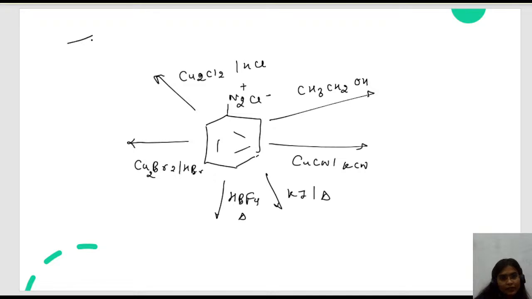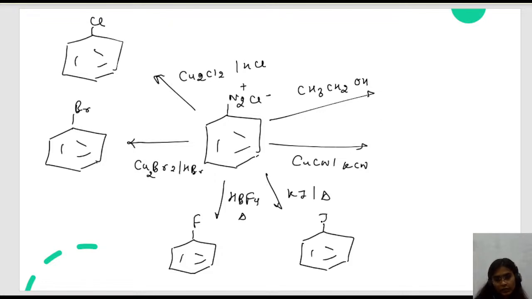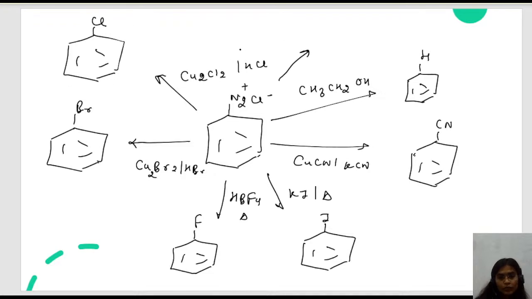So in this case, what is the product? It is replaced by chlorine. In this case, what is the product? It is replaced by bromine. In this case, what is the product? It is replaced by fluorine. I will give you a separate reaction as well, just wait for some time. And in this case, it is replaced by iodine. In this case, it is replaced by the CN group. And in this case, it is replaced by hydrogen. Okay, like this.